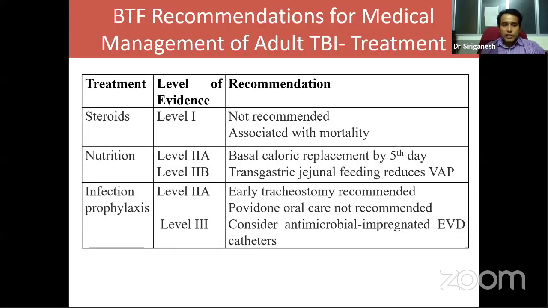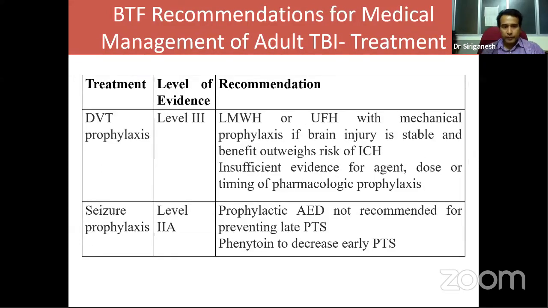Coming to the other treatment guidance, steroids: this is the only intervention which has level 1 evidence, and the evidence is that it is not recommended either for reducing the ICP or for improving the outcomes. In fact, it is associated with higher mortality. Other guidelines for nutrition include introduction of basic caloric requirement by the 5th day, preferably using transgastric jejunal feeding to reduce incidence of VAP. For infection prophylaxis, early tracheostomy is recommended. Povidone iodine oral care is not recommended as it can lead to ARDS, and we should consider using antimicrobial impregnated catheters for external ventricular drain for CSF drainage or ICP monitoring.